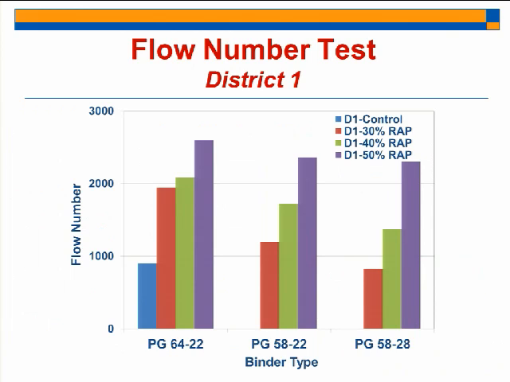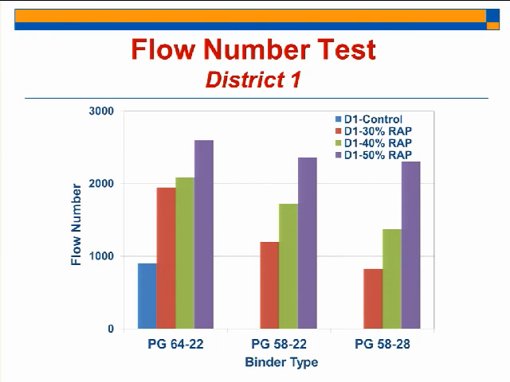So as you can see, in the first set of bars, columns, as we increase RAP, we do see an increase in the flow number, which clearly shows its resistance against the rutting. And it is consistent for all the binder types. I mean, for 30, 40, 50, we do see an increase in the flow number, showing a decrease in the rutting potential.